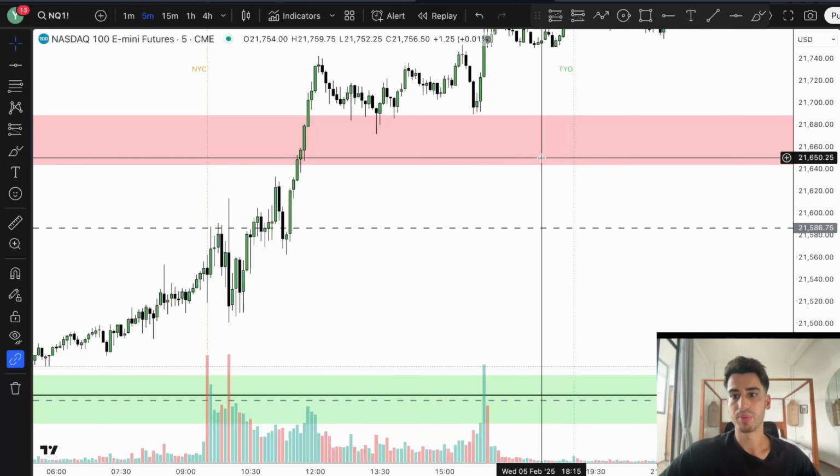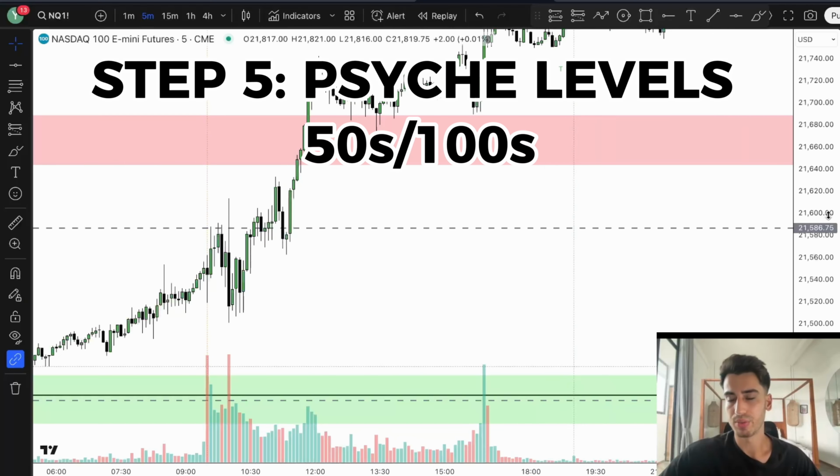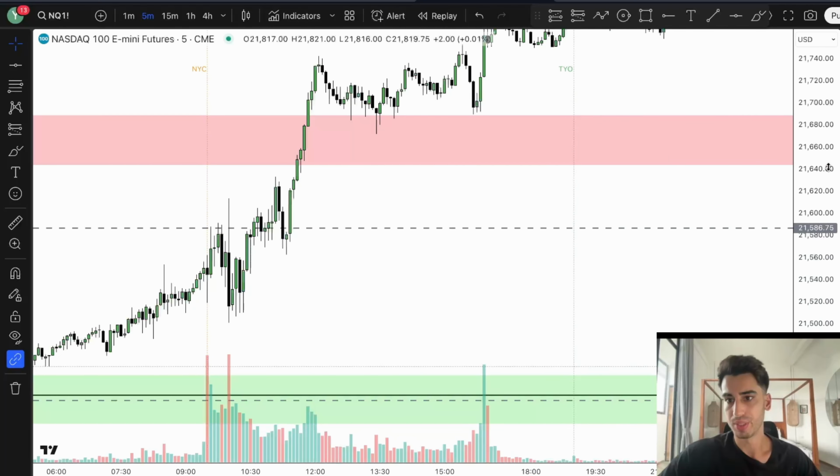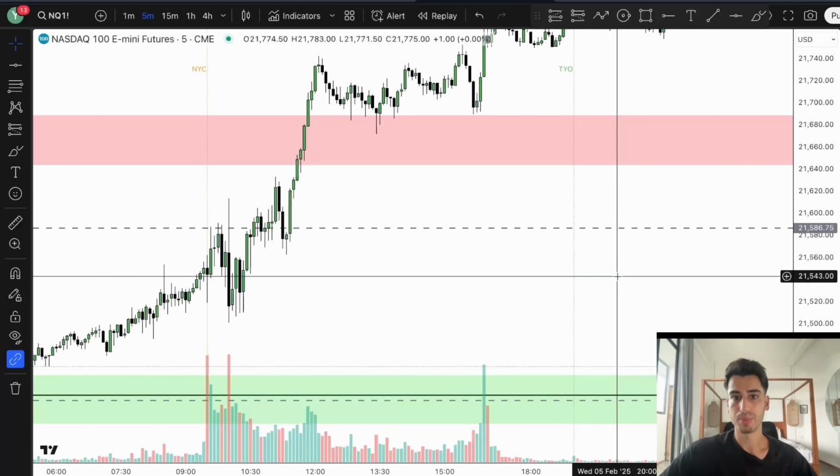Now finally, step number 5 is our Psyche Levels. So over here you can see we have 600, we have 650, 700, etc. So we don't mark these, but we're always conscious of them because they're quite pivotal in our system, where anytime we get to a Psyche level, price will usually reject just before one.